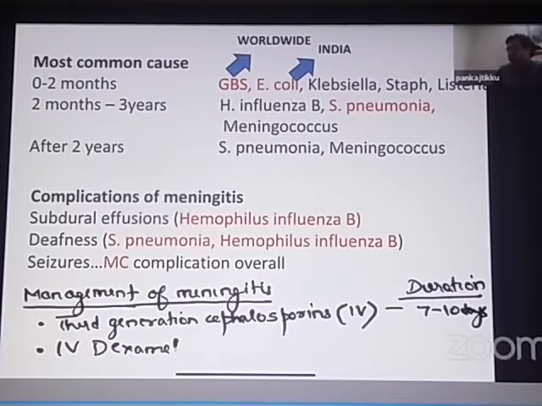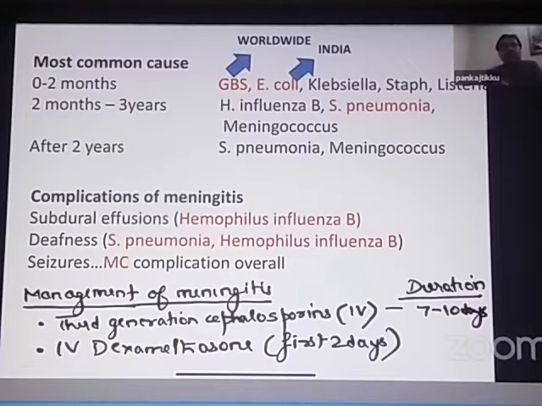Dexamethasone is a corticosteroid. It is given for the first 2 days. And what is the purpose of giving dexamethasone? Dexamethasone is responsible for reducing the complications of meningitis, particularly deafness. Because we are worried about deafness, subdural effusions, and seizures being complications of meningitis. So in the first 2 days of treatment, when we have started antibiotics, IV dexamethasone is also given to reduce these complications. So I'll just repeat again.